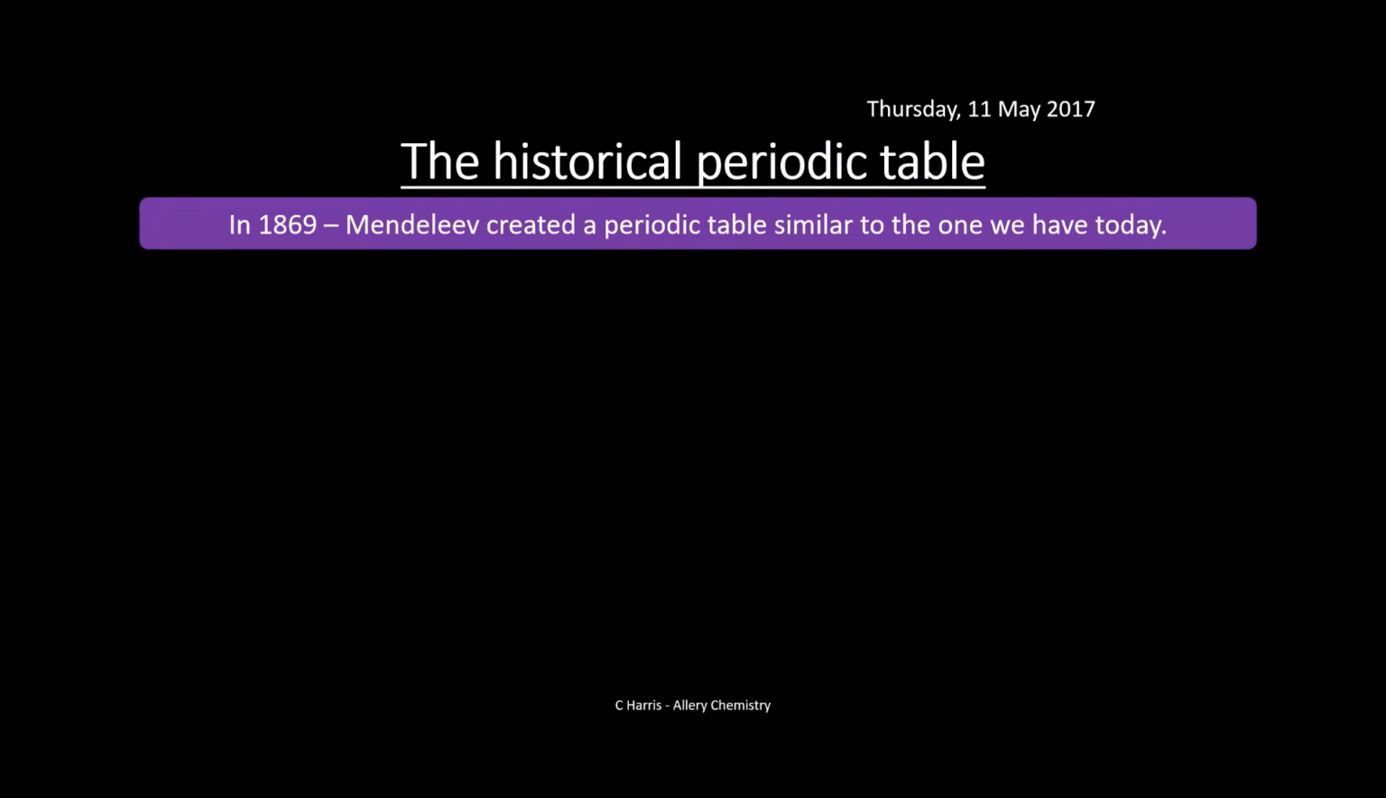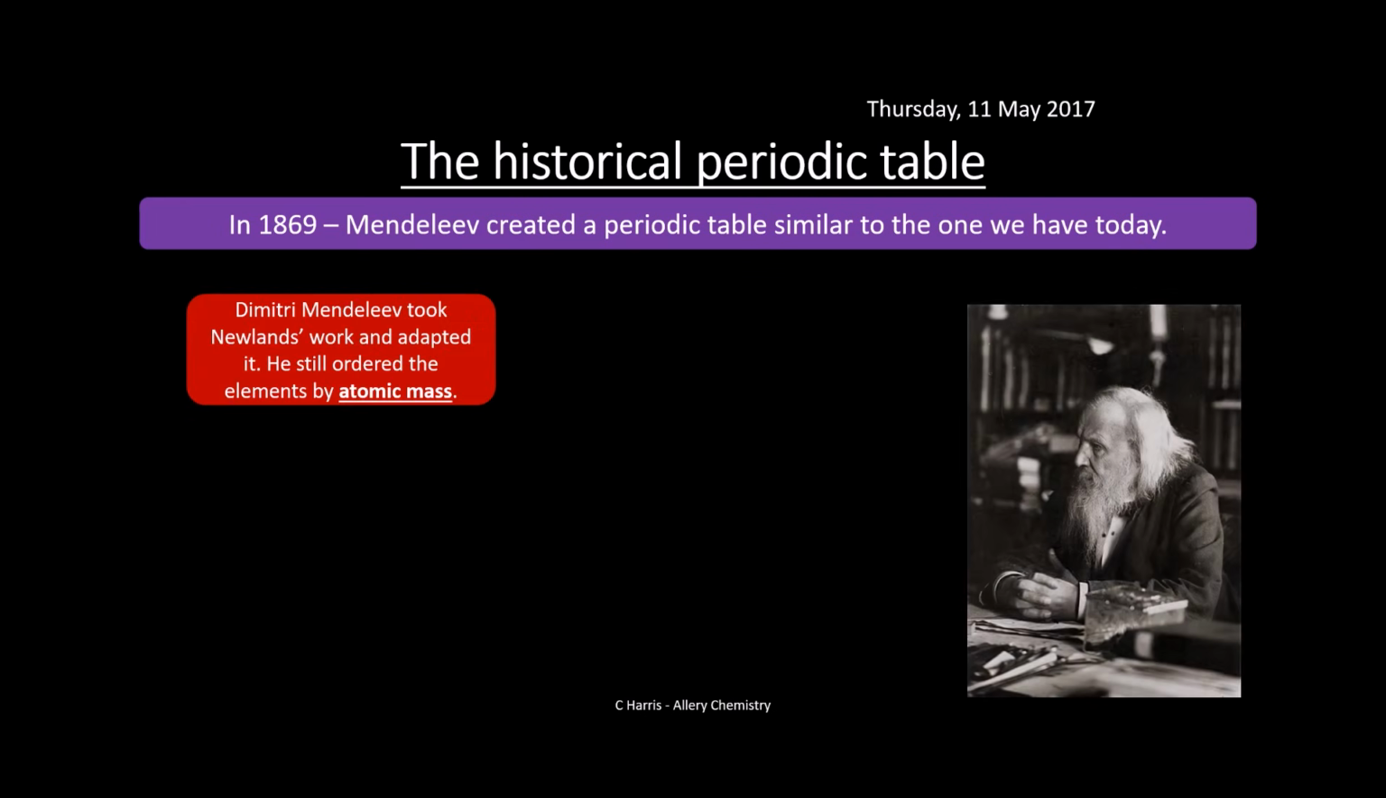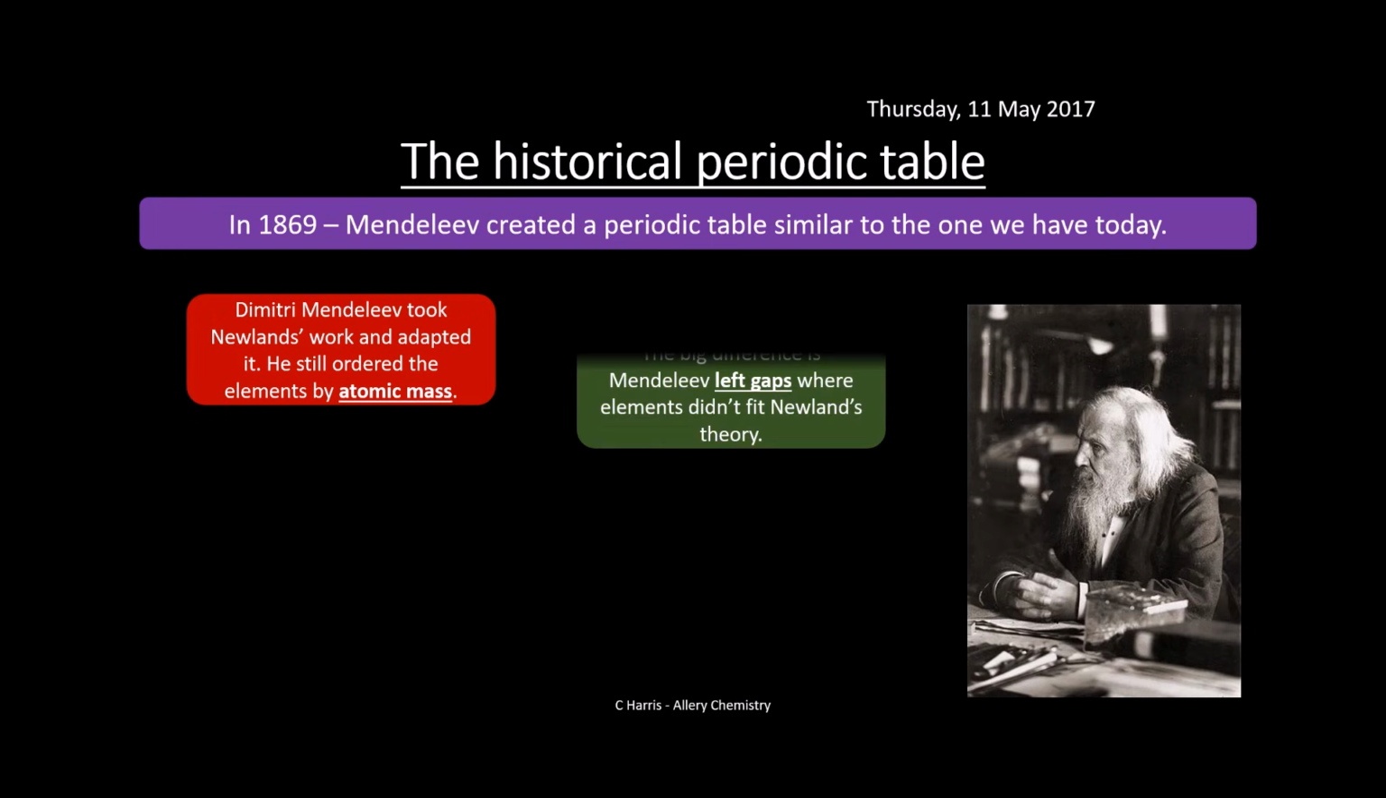It wasn't until 1869 that Dmitry Mendeleev came up with the current periodic table that we have today. He took Newlands' work and adapted it. He still ordered the elements by atomic mass, he still did that. But the big difference is Mendeleev actually left gaps. He was quite smart at doing that. He left gaps where elements didn't fit Newlands' theory.